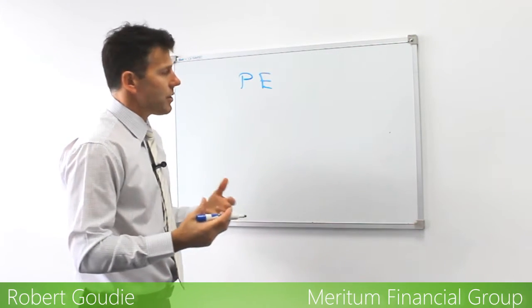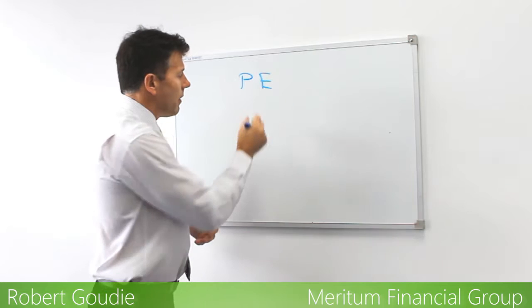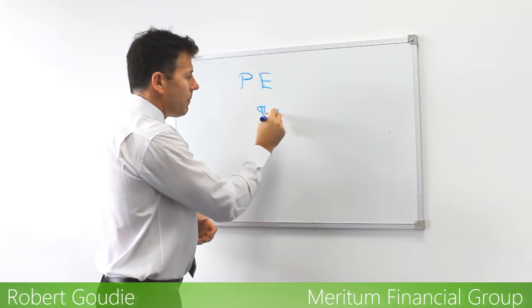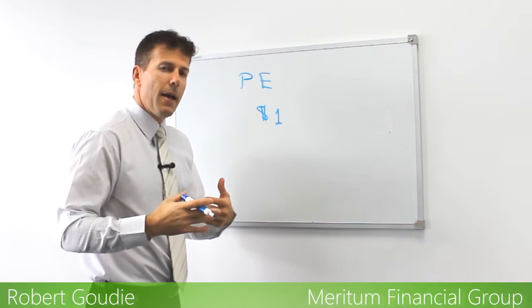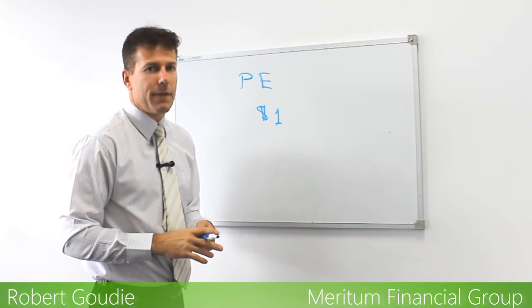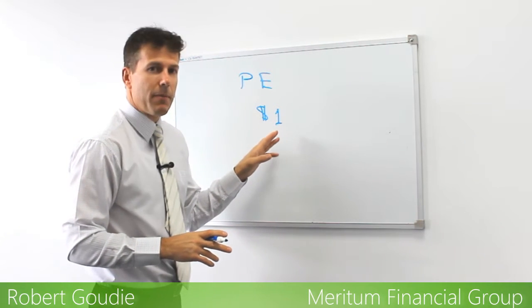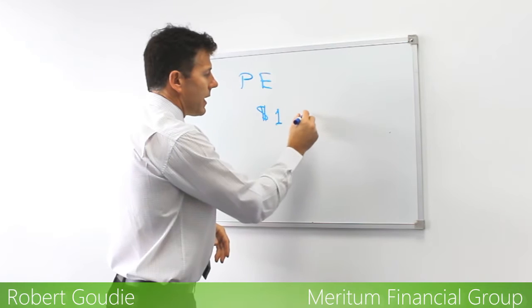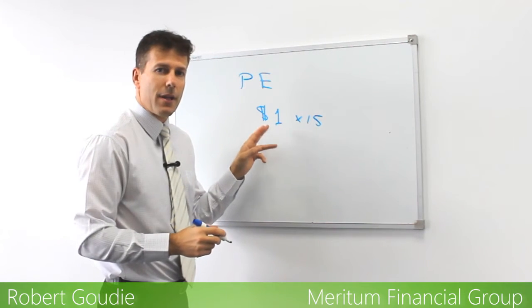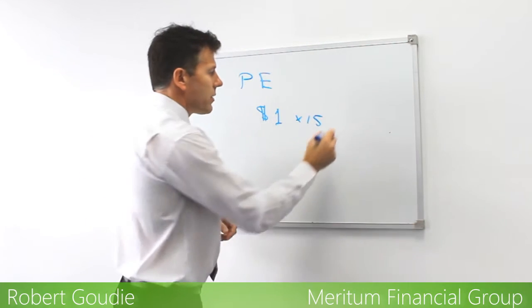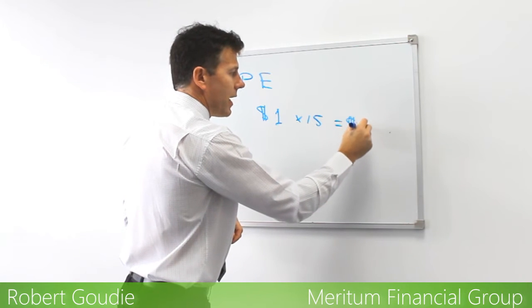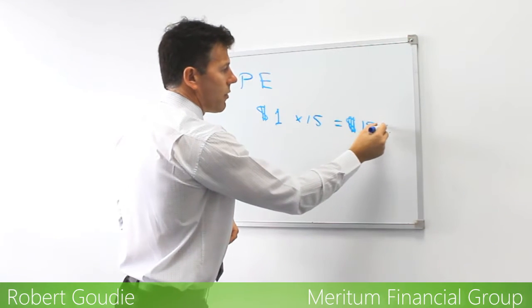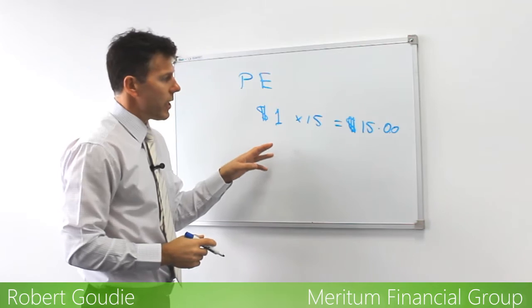And in essence, if a company is earning $1 in earnings, and it's trading at a PE of 15, it means that people are prepared to pay 15 times that $1 for that stock. So in this case, the share would be worth $15 per share.